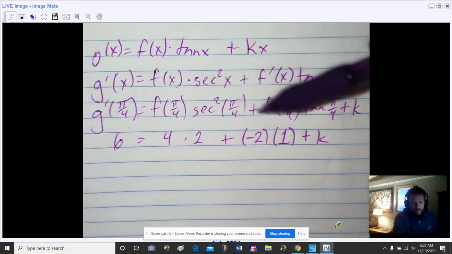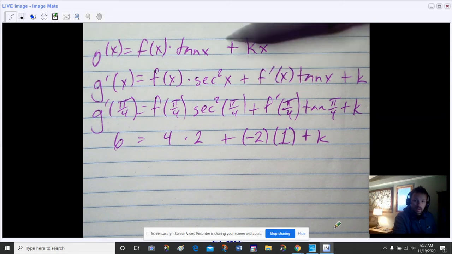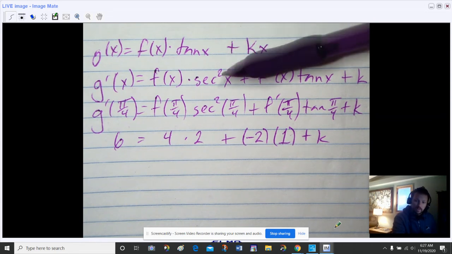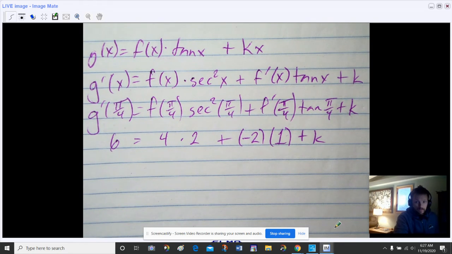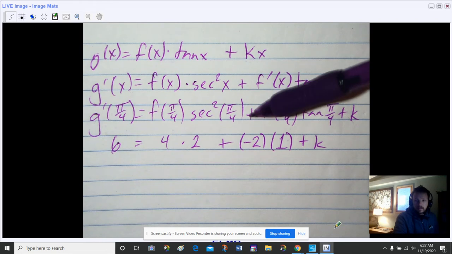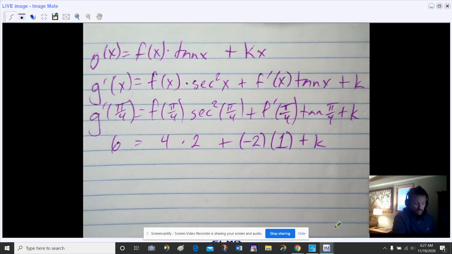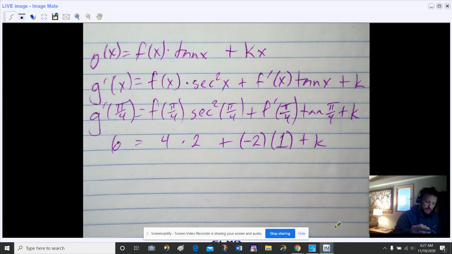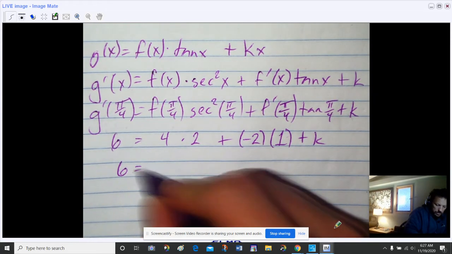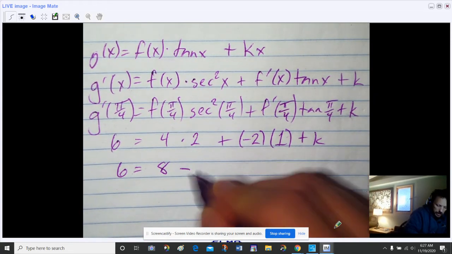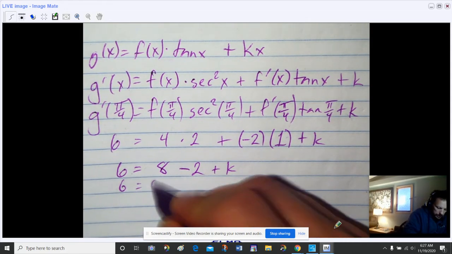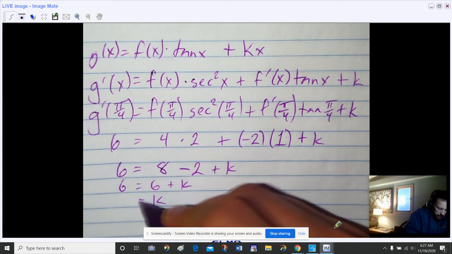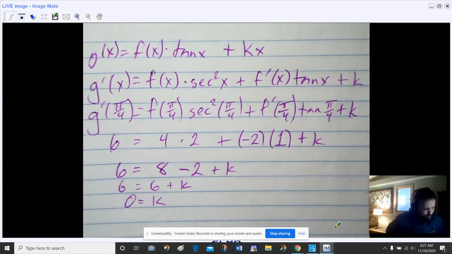Now, remember secant is the reciprocal of cosine. Cosine of pi over 4 is radical 2 over 2. So you flip that over, you get 2 divided by radical 2. A number divided by its square root equals the square root. That's how I know secant of pi over 4 is radical 2. That, and I've memorized it. So it'd be a good idea for you to memorize those things. So 6 equals 8 minus 2 plus k. So 6 equals 6 plus k, so k must be 0. So there we go.